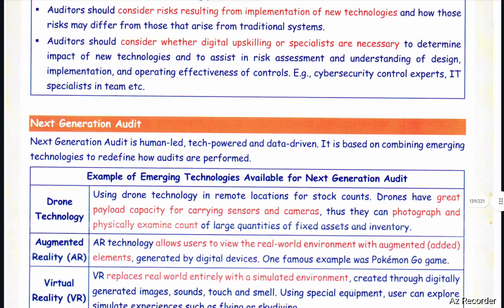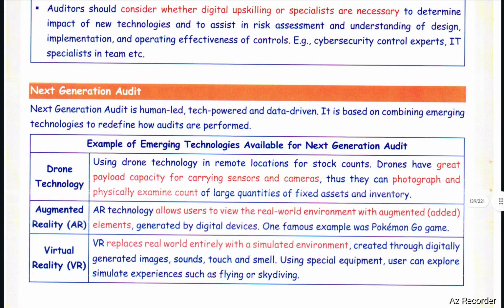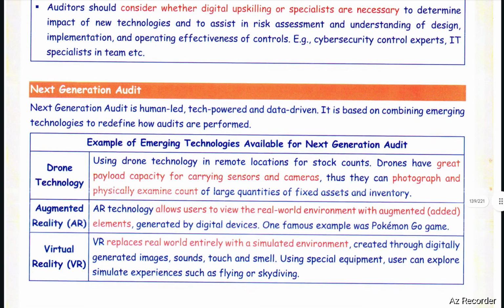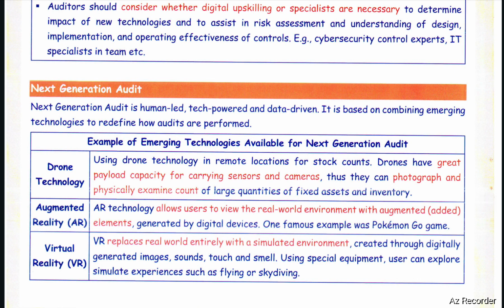Next concept, next generation audit. Next generation audit is human led, tech powered, and data driven. It is based on combining emerging technologies to redefine how audits are performed. Examples of emerging technologies available for next generation audit. First one, drone technology. Using drone technology in remote locations for stock counts, drones have great payload capacity for carrying sensors and cameras. Thus, they can photograph and physically examine the count of large quantities of fixed assets and inventory.